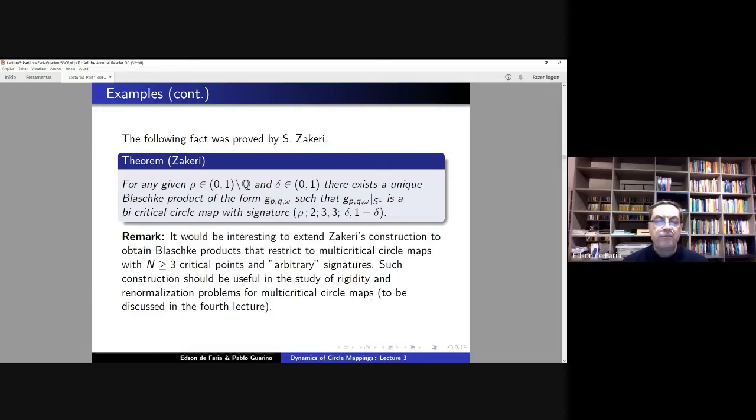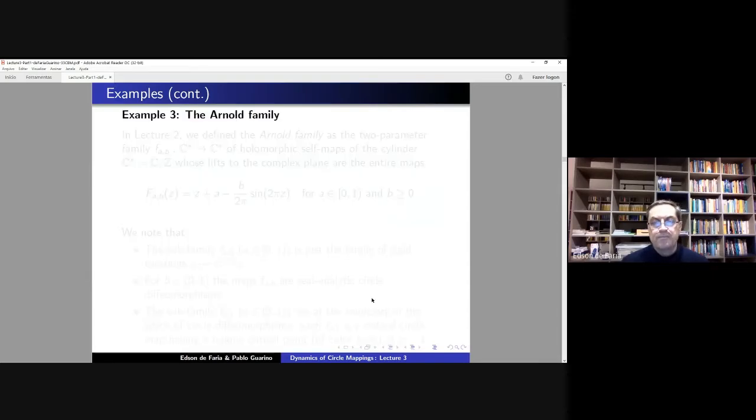Now, I should say that, of course, since Blaschke products are analytic, you're only going to be able to realize special signatures having integers as the degrees, okay? Positive integers, I should say. And this kind of construction, the construction of such families, should be useful in the study of rigidity and renormalization, which will be topics discussed in the final 2 lectures of this course.